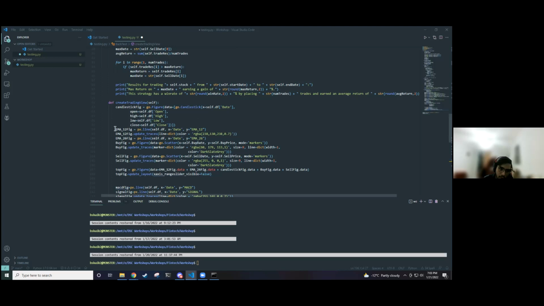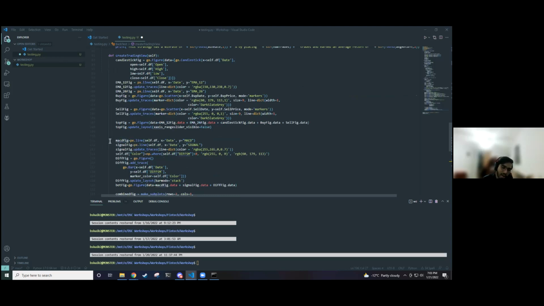All right. Let's move on a little bit. So there's the EMA 12 figure. This is just graphing the EMA 12, EMA 26, your buy points, sell points, and then you combine all of these into the top graph that you're going to be having, which I'm going to show you guys in a bit.